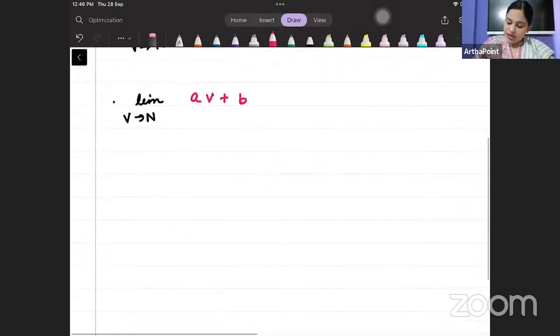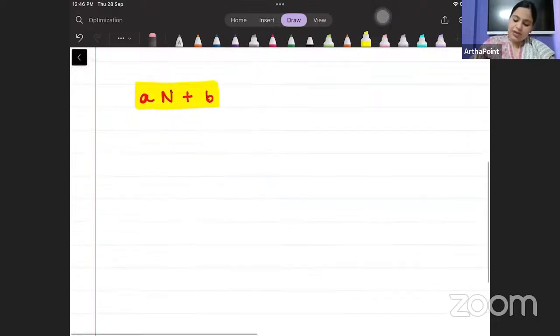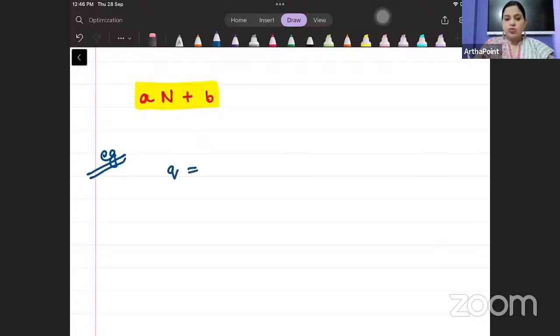तो ये क्या हो जाएगा बेटा? A instead of V I can put N और B की जगह पे B ही. So the answer to this question will be AN plus B. एक example लेके देखते हैं. Let's take an example. So suppose I tell you that Q is equal to 5V plus 7. And I ask you, find limit V approaching 2 for Q.